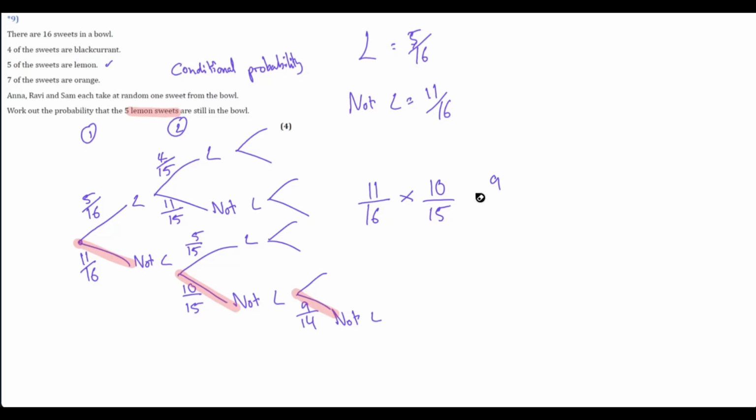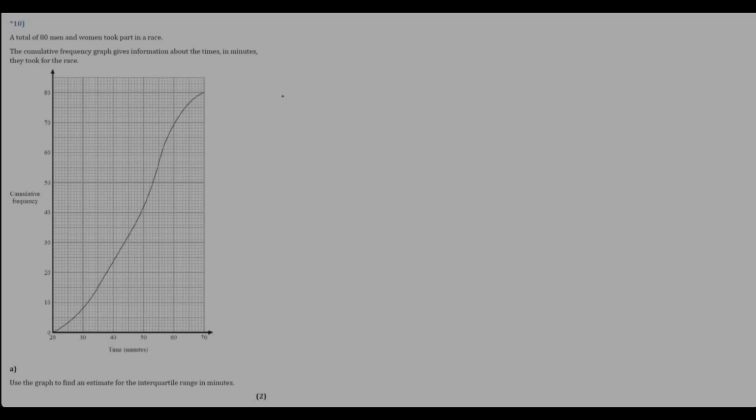So I just need to get rid of this equals. Completely forgot there were 3 people. There was only 2, but there's 9 out of 14. So just put that into your calculator and you get 33 out of 112. And that's finished.